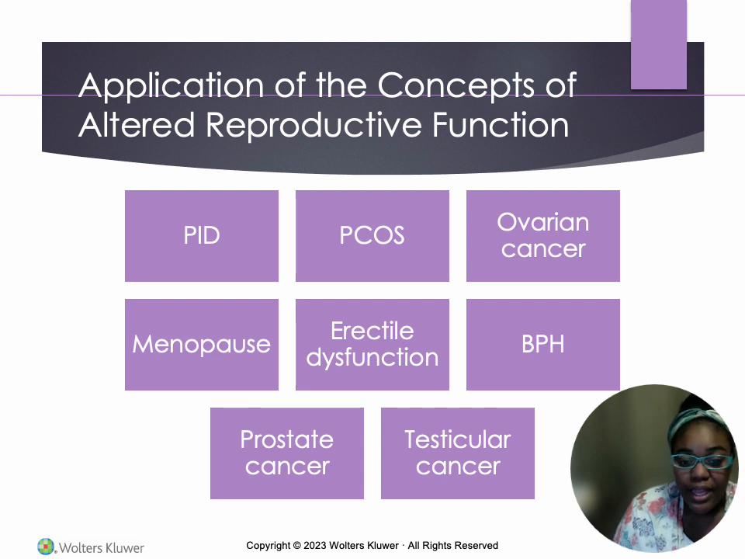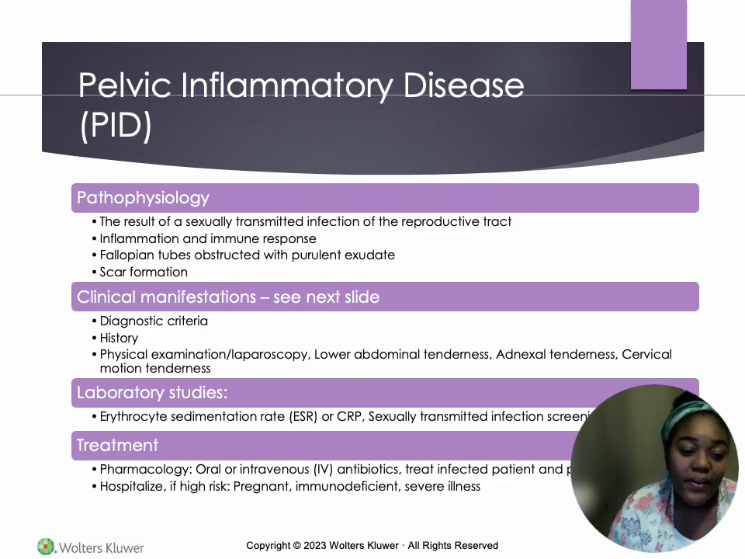So here's our application of the concepts of altered reproductive function. These are our syndromes or diseases. So feel free to take out your syndrome disease cards and fill these out as we're talking about these in the lecture. Okay, so this disease is called pelvic inflammatory disease, or PID, and it's normally the result of sexually transmitted infections, or STDs, STIs, of the reproductive tract.